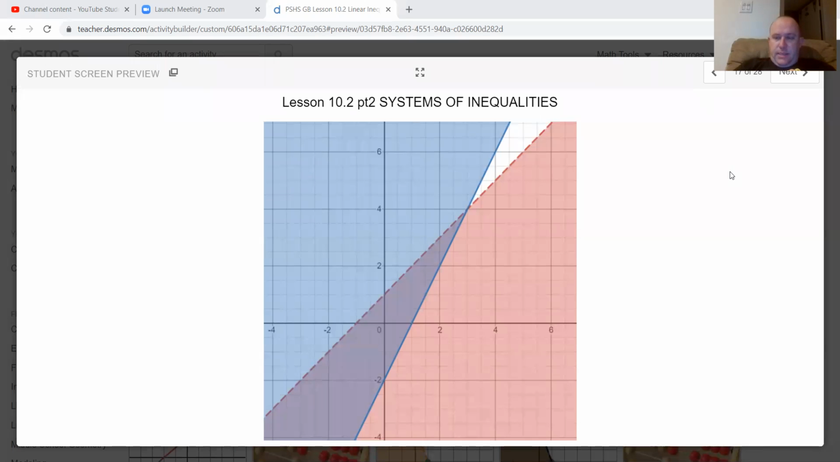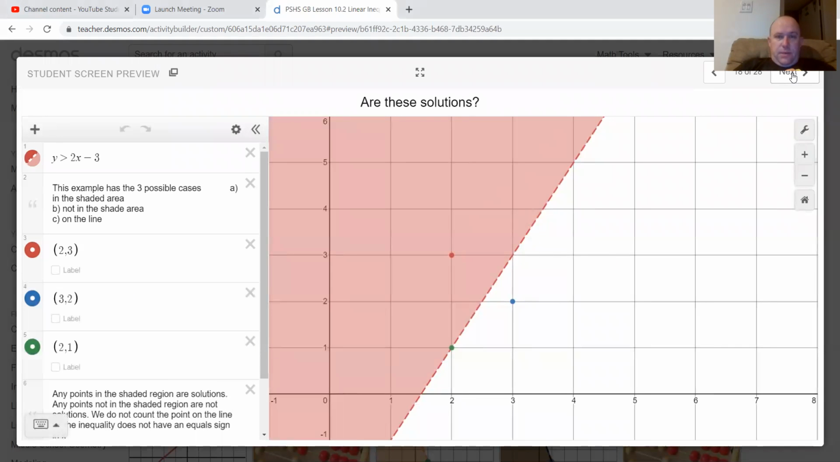All right, this is the second part of lesson 10.2. So now we're going to look at systems of inequalities. But we're going to start with a review, we're actually going to look at whether these are solutions to equations. Now, this is going to fit into the last section. When we have this line drawn, sometimes they'll ask, is a certain point a solution? So I've actually given three here.